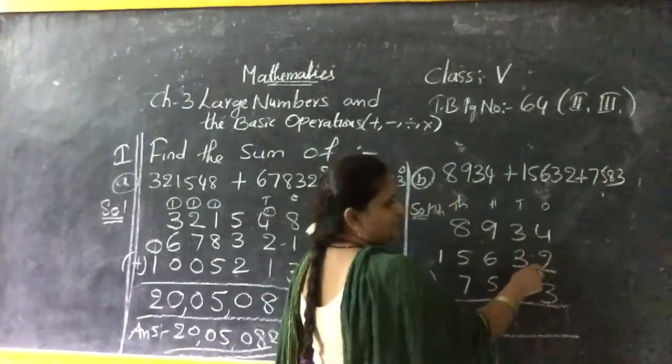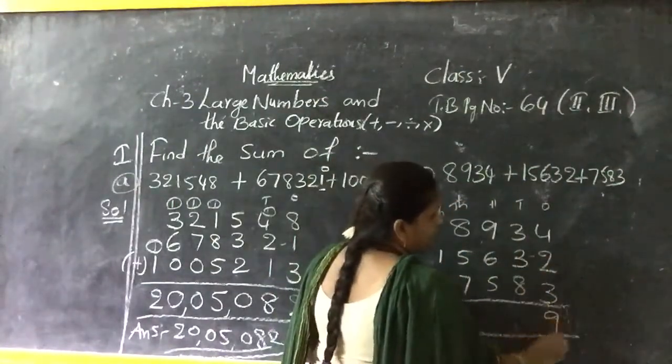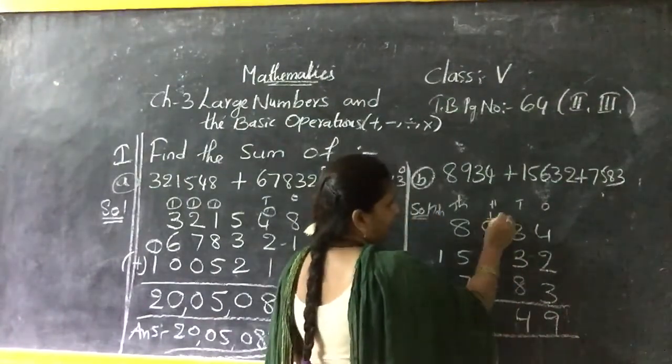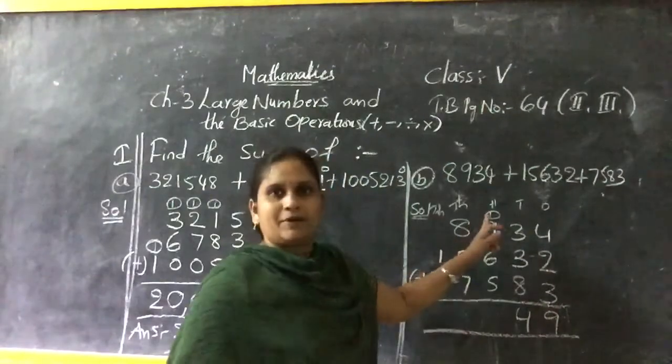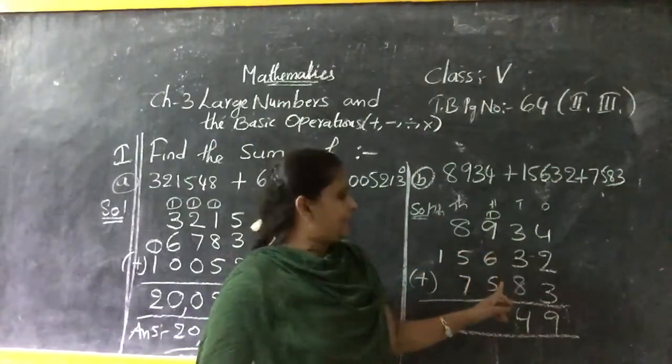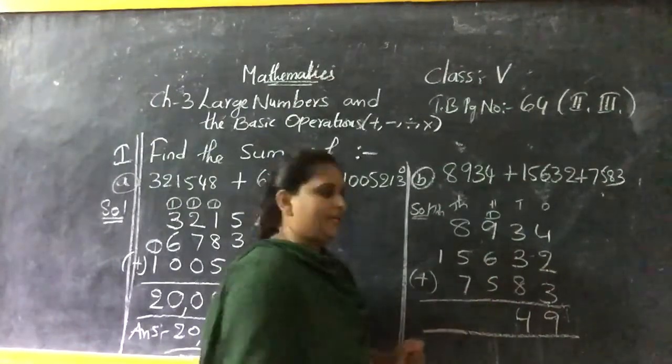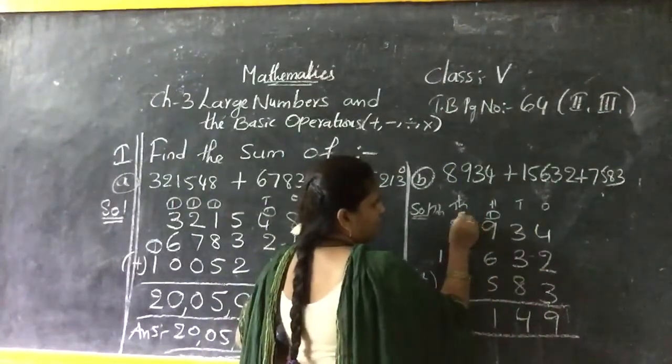4 plus 2 is 6. 6 plus 3 is equal to 9. 3 plus 3 is 6. 6 plus 8 is equal to 14. 1 carry forward. And 1 plus 9 is equal to 10. 10 plus 6 is equal to 16. 16 plus 5 is equal to 21. And 2 is carried forward.